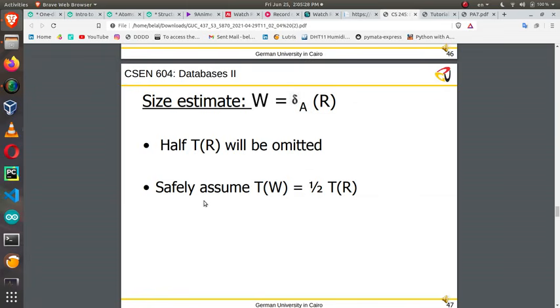Distinct. Okay, so suppose that, let's assume each tuple in table R is duplicated, so half of the table will be omitted by the distinct operator. Okay, so this will return T of R over 2.